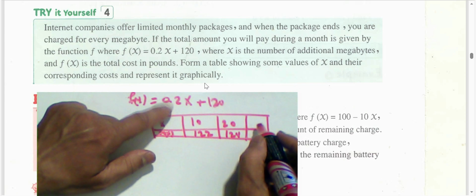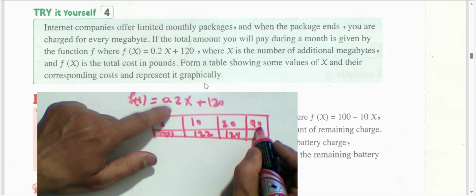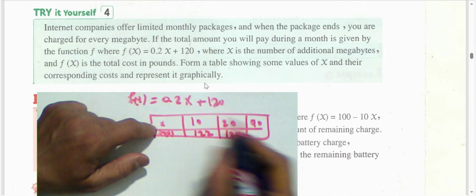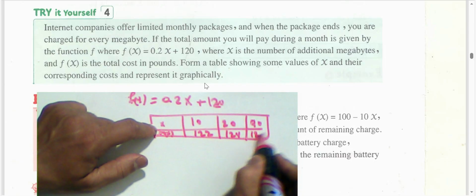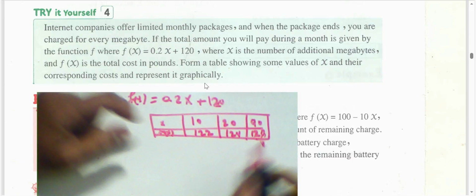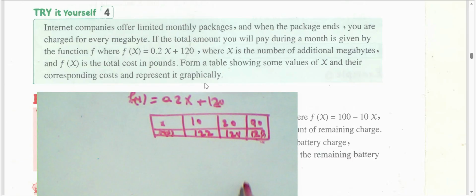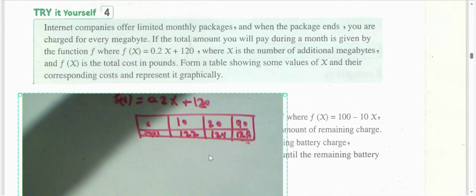And if we used 40 megabytes, then 40 times 0.2 is 8, 8 plus 120 is 128. Like this. Now I will draw it graphically, based on some values of the table.